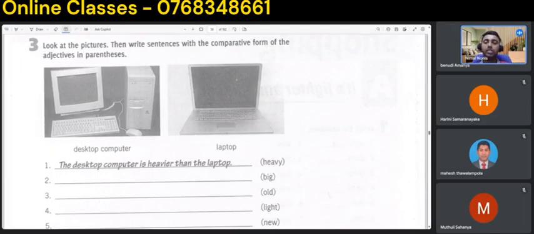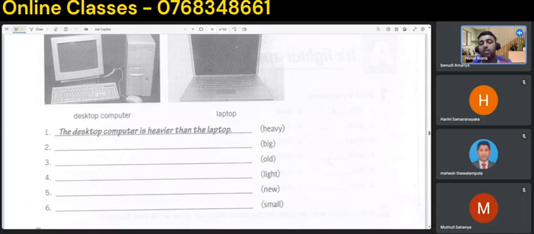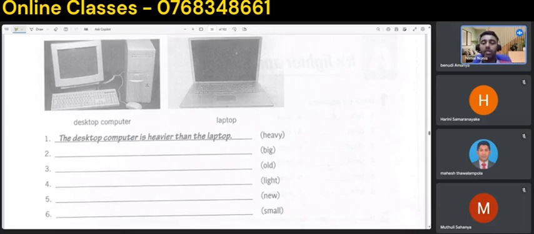Look at the pictures, then write sentences with the comparative form of the adjectives in parentheses. Parentheses means brackets, within brackets. So we have to look at the pictures. These are the two pictures. This is a desktop and this is a laptop. So we need to write the comparative form of the adjectives and we need to write sentences.